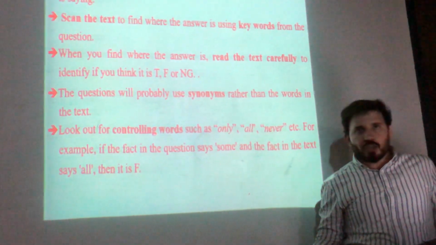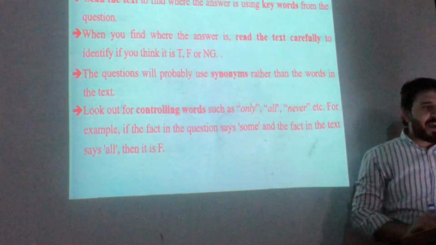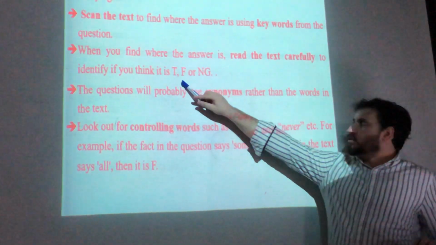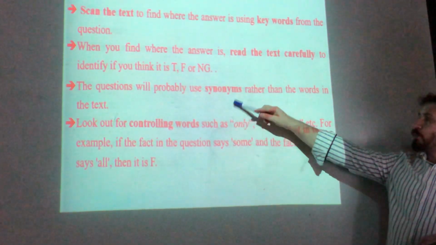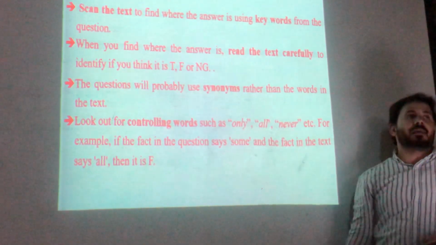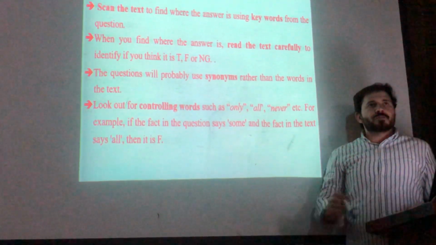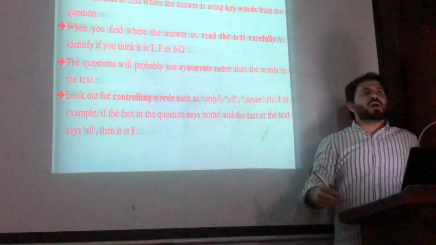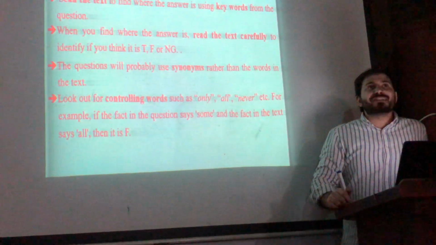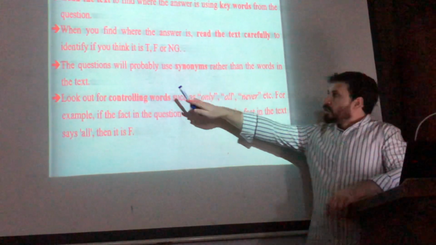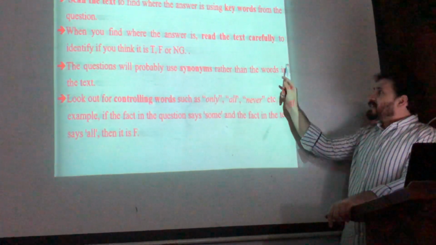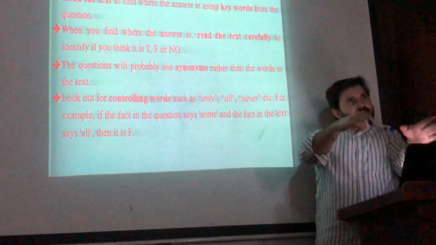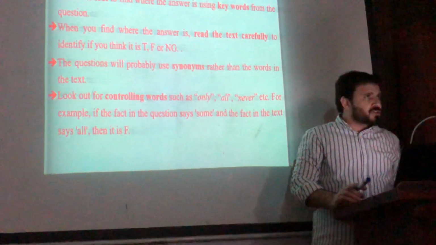Then, when you find where the answer is, read the text carefully to identify whether it is true, false, or not given. The questions, as you probably know, will be using what? They will be using synonyms. And you do understand, since for the last week we have talked about these things, that your reading only deals with what? With synonyms, vocabulary, paraphrasing; we have already talked about that. So the question will probably use synonyms rather than the words in the text. The words they have used in the question, you will not find exactly the same way, but they will be using synonyms in the passage.